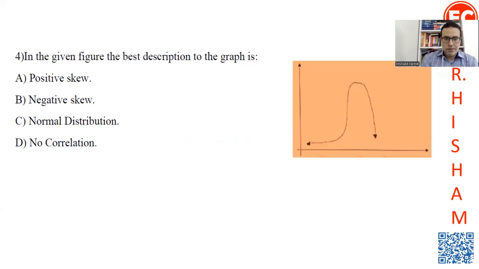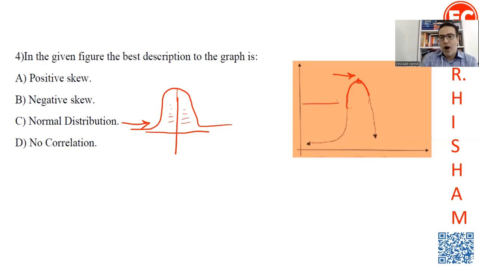Let's go to question 4. In the given figure, what is the best description for this graph? First, we need to understand what the normal distribution is. A normal distribution is a graph in which the area to the left is equal to the area to the right. So if the line is exactly in the middle, the graph is a normal distribution. If the graph makes its highest point or maximum point to the right, away from the y-axis, it's a negative skew.